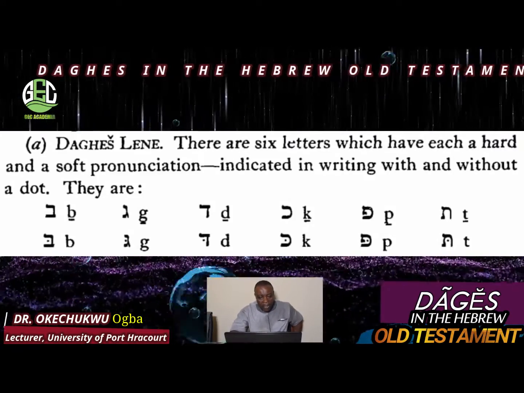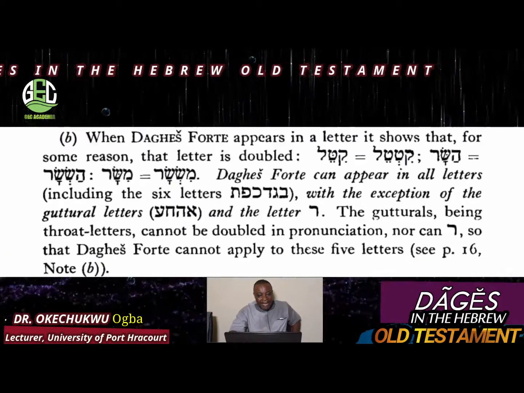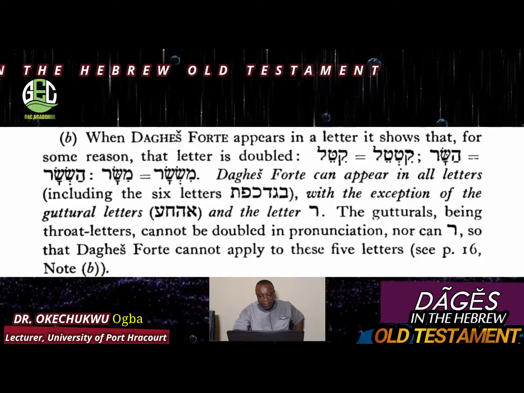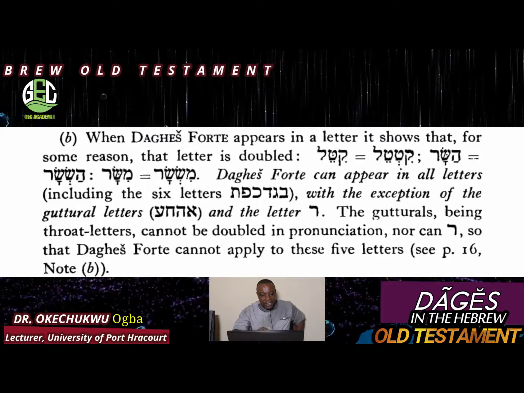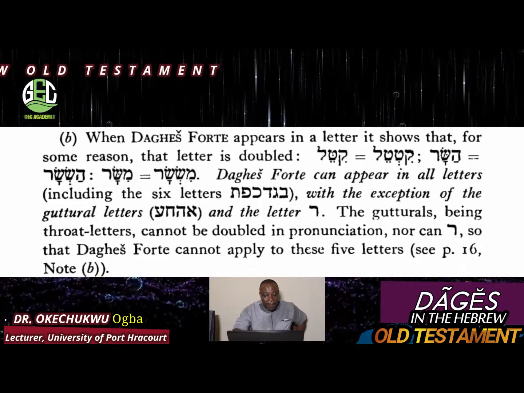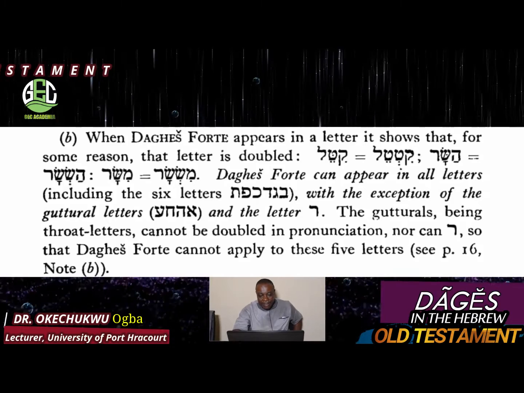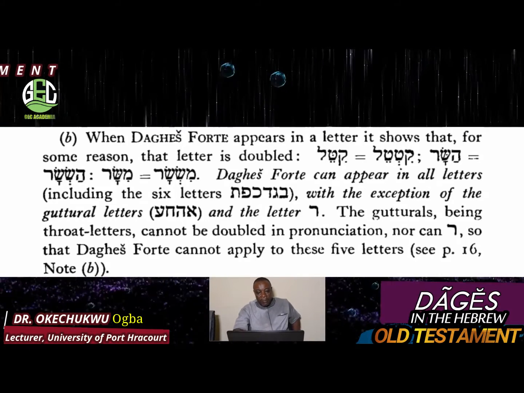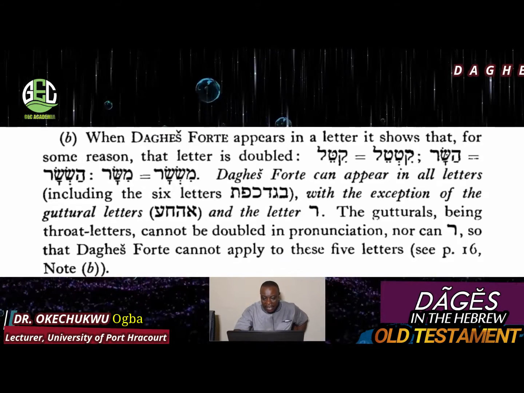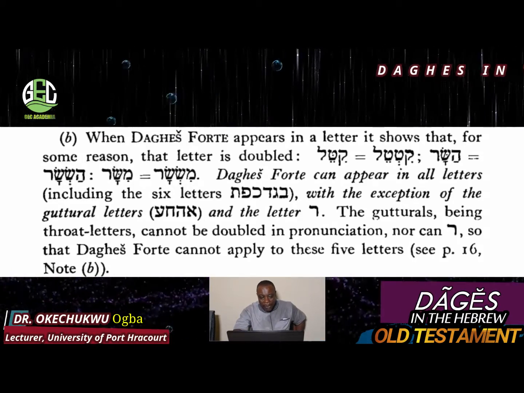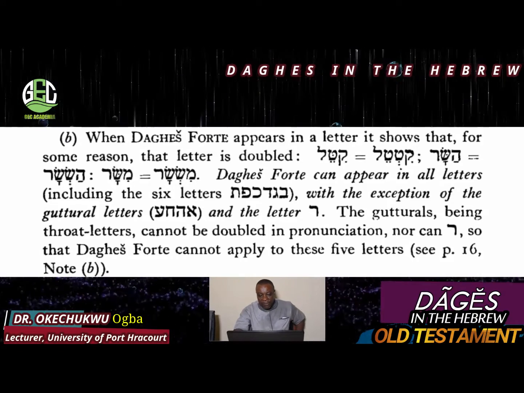Now we have talked about dagesh lene. Now we also talk about dagesh forte. What is dagesh forte? Dagesh forte is the dot that also appears in Hebrew letters, but this time not just on the 6 Bogat Kafat letters that we have mentioned earlier. When it appears, it has its significance.